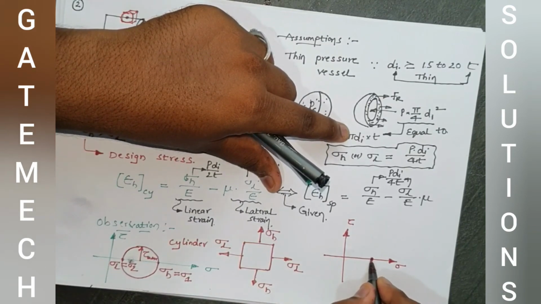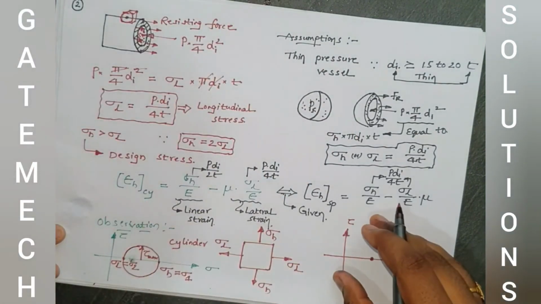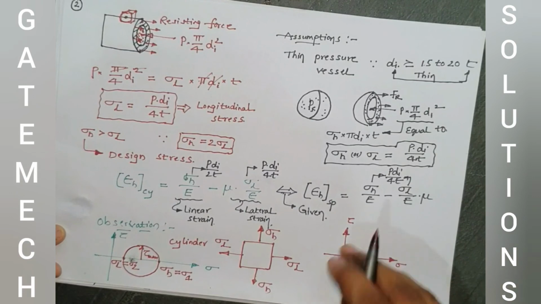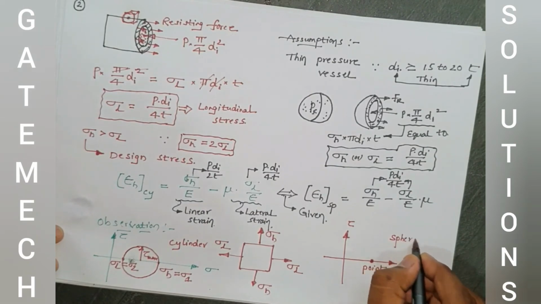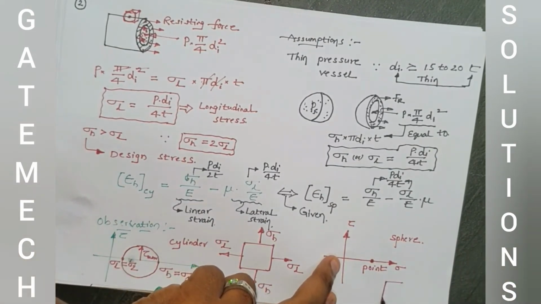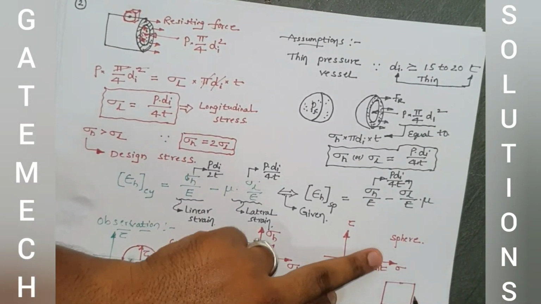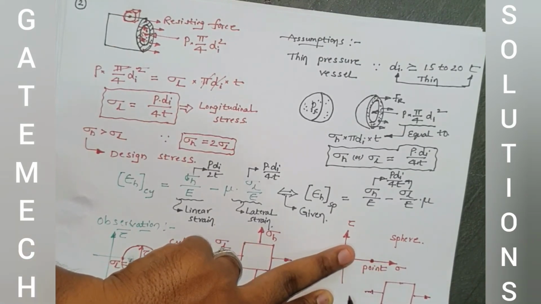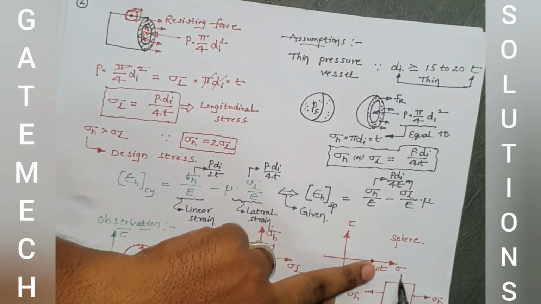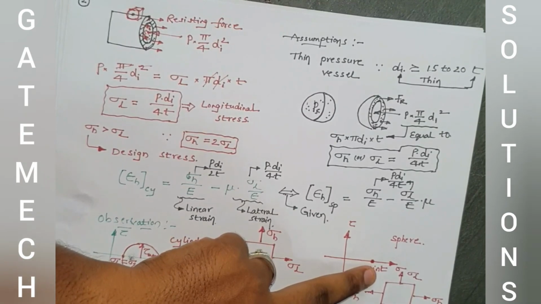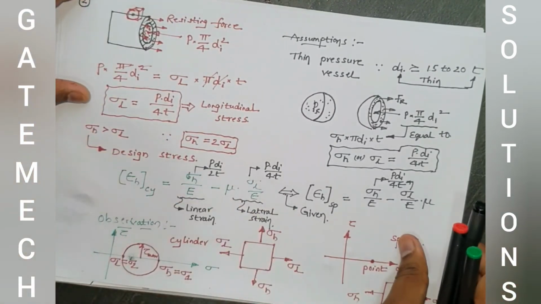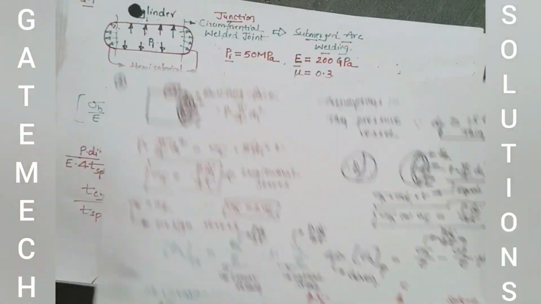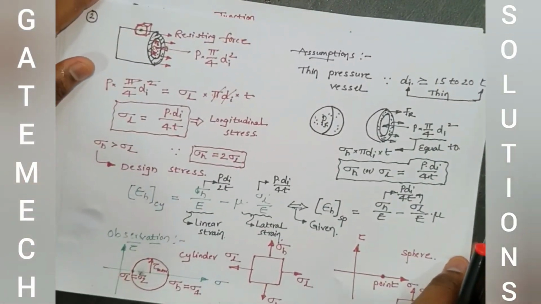Sigma H and sigma L are both exactly equal, so the Mohr circle radius becomes 0, or the Mohr circle tends to a point on the positive x-axis. This is for the sphere. The reason is that if you draw the state of stress, in this direction sigma H and in this direction sigma L, both are exactly equal. So this is the maximum information we need to know regarding thin cylinders and thin spheres. Keep it in mind.